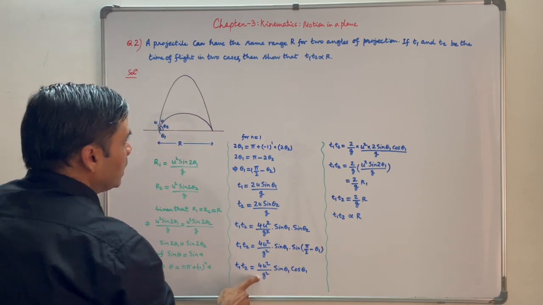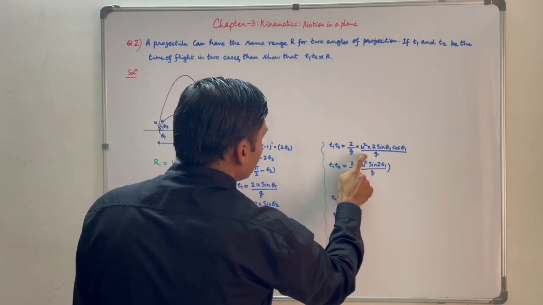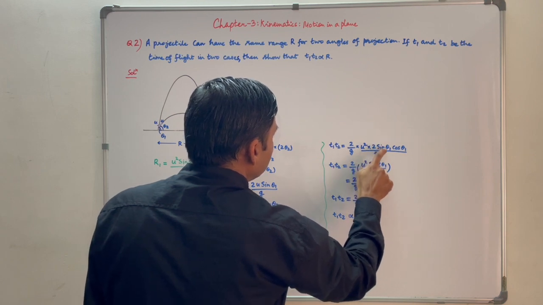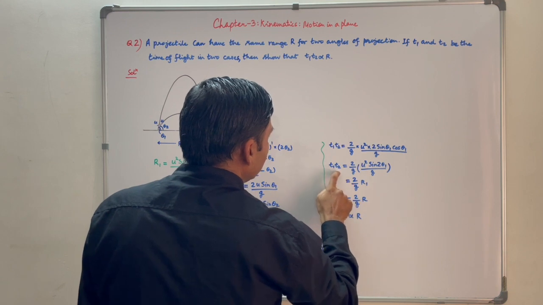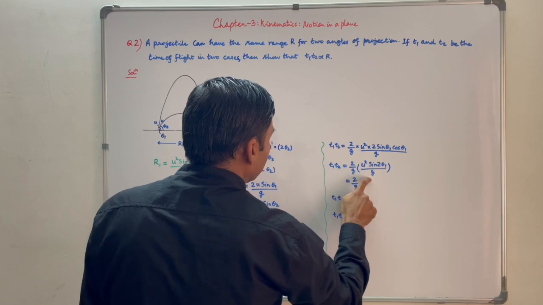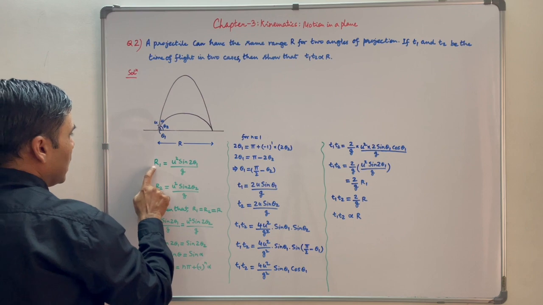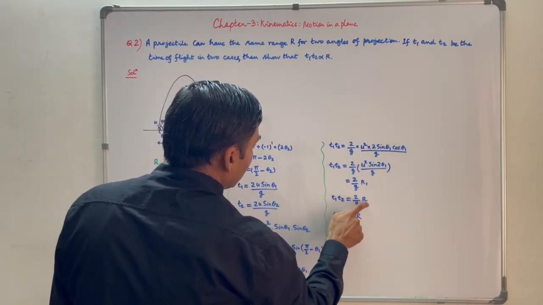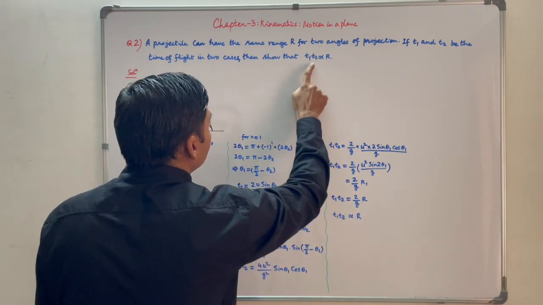Now it can be broken as t1 t2 is equal to 2 by g into u square into 2 sine theta 1 cos theta 1 upon g. 2 sine theta 1 cos theta 1 is equal to sine 2 theta 1. So t1 t2 is equal to 2 upon g u square sine 2 theta 1 upon g, and u square sine 2 theta 1 upon g is equal to r1, and r1 is equal to r. So t1 t2 is equal to 2 upon g r. So t1 t2 is proportional to r, hence proved.